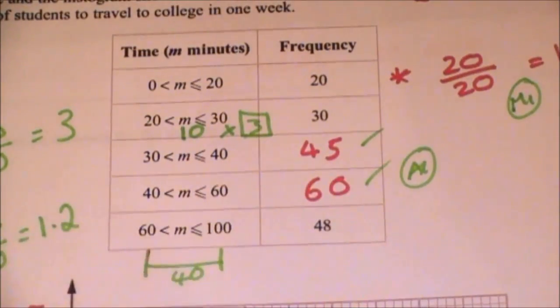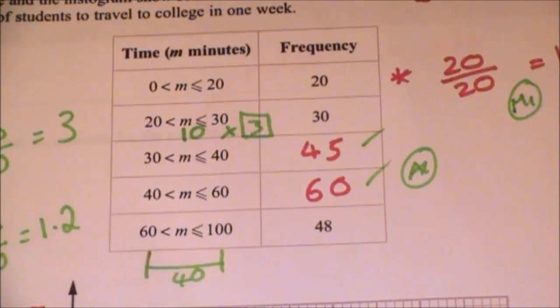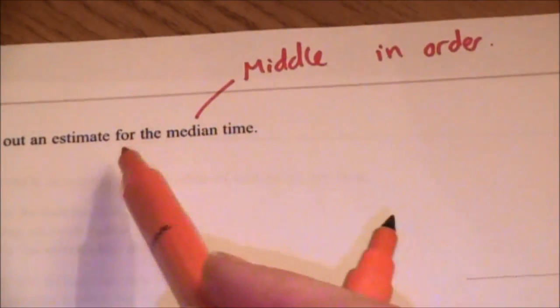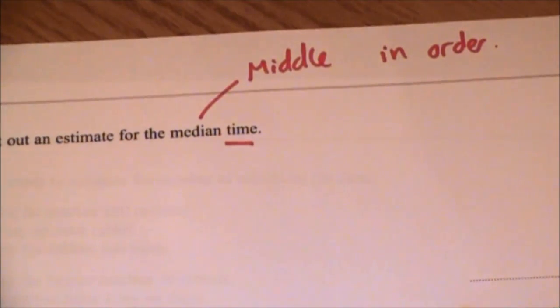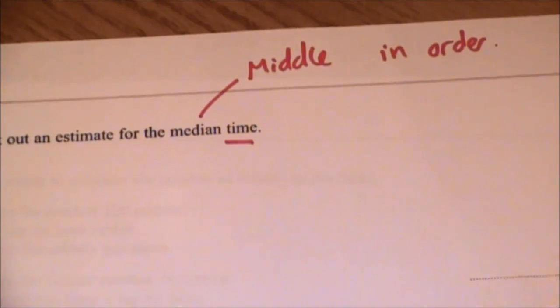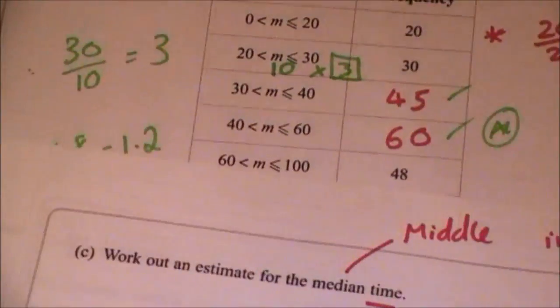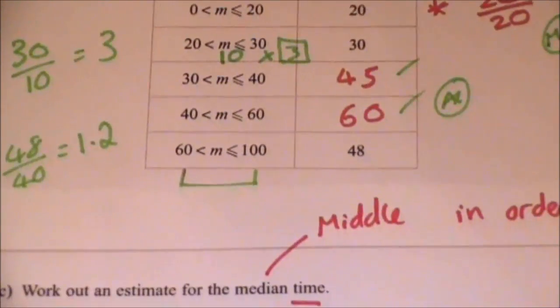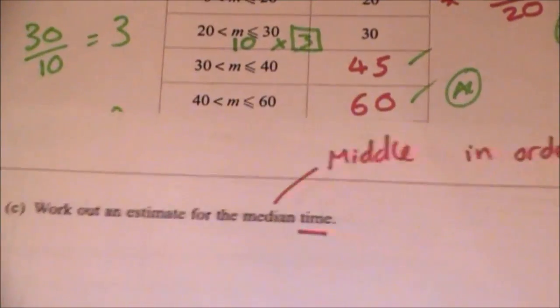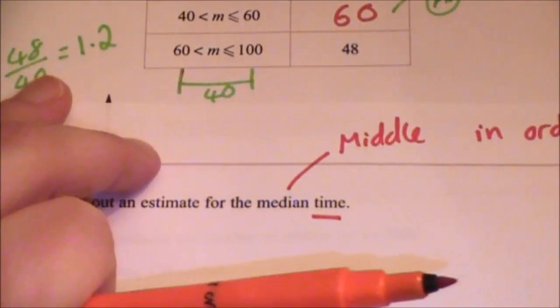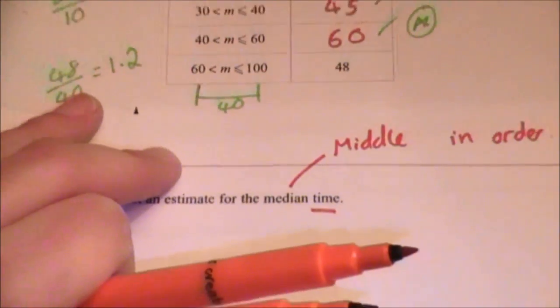Now that's alright when they're lined up, and it's alright when they're asking just for a class interval in which the median lies. However, here they're asking specifically for a time. Now this can be as complicated or as simple as you choose to make it. I like to take as simple an approach as possible. So let's zoom out so we can see the table and my workings.